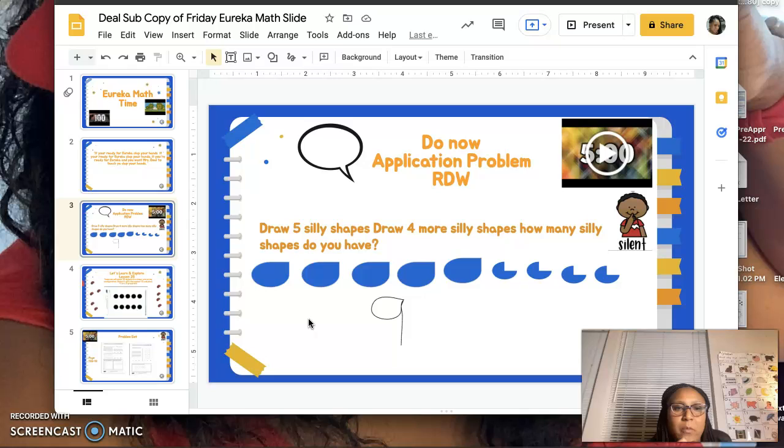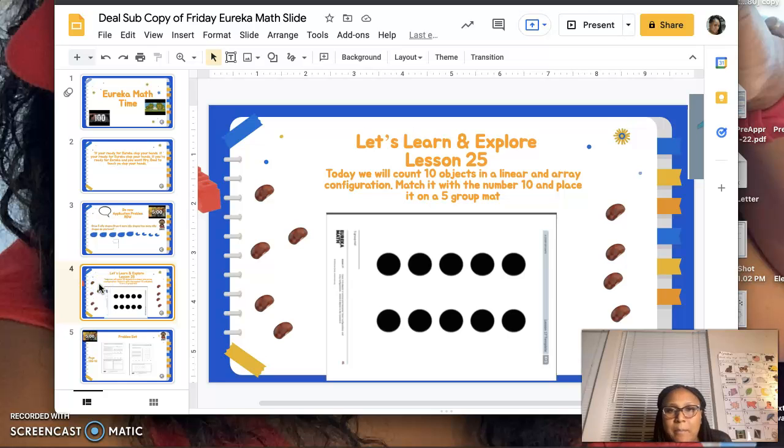Now, we are going to shift gears. So put your pencil down, put your packet down, and I want you to now take a look at our next slide, which will be all about our lesson today. So we are going to learn and explore. Okay, we are doing lesson number 25. So today we will count 10 objects in a linear configuration and an array configuration. Then we will match it with the number 10, and place it on our 5-group mat.